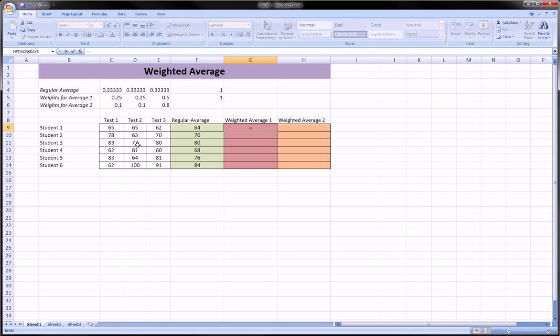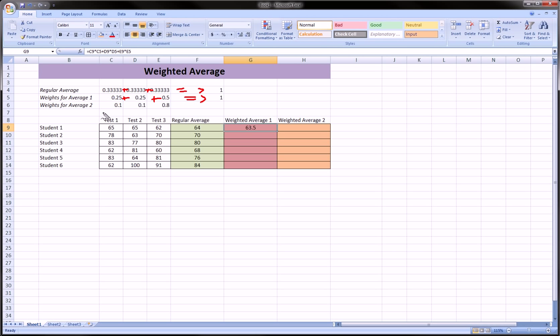Okay? So we do it in the same exact way. The first exam times its weight plus the second exam times its weight plus the third exam times its weight. Okay? And so you see with this weighted average, our average for the student is actually lower than the regular average. Okay? In this weighted average, we put much more emphasis on the third exam, and put less emphasis on the first two exams. But this weight plus this weight plus this weight must equal 1, just like over here. Okay?